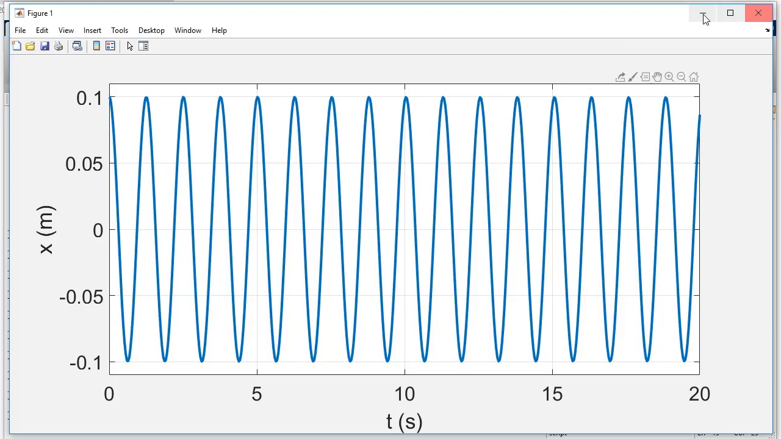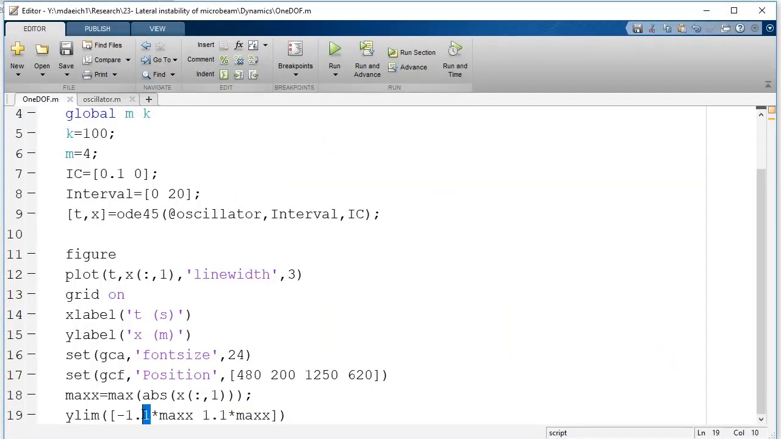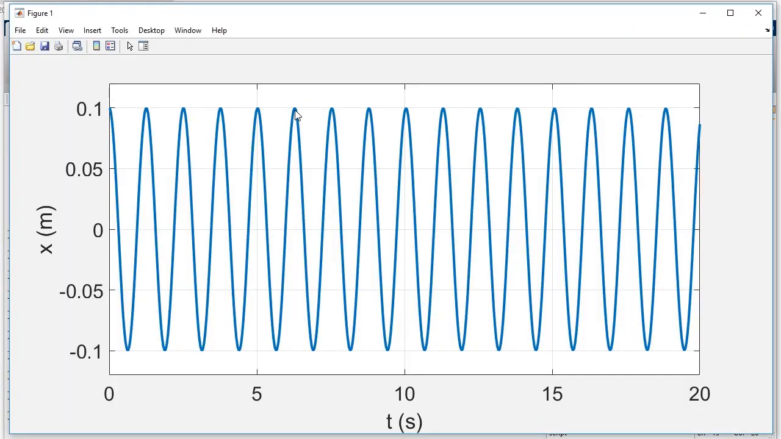okay, now we can see just a little bit below and also above, so that's good. Let's change this to, so basically I said to choose the maximum value of x and adjust the y limit of this figure to minus 1.2 times that maximum and also 1.2 times that maximum so that we can have a better picture of the graph. And you can see here the oscillation is between two fixed points on the right side and also the left side.